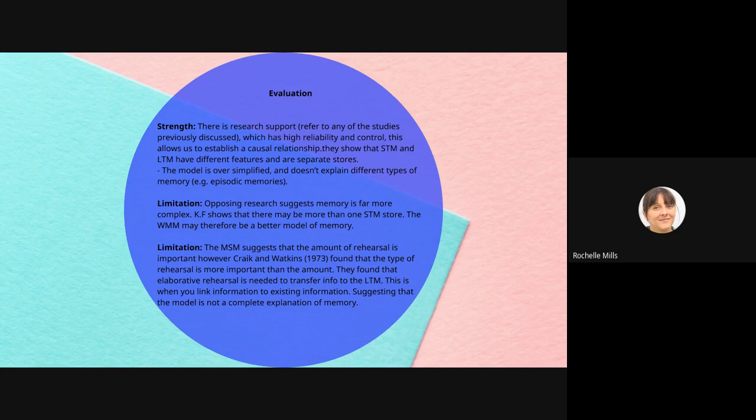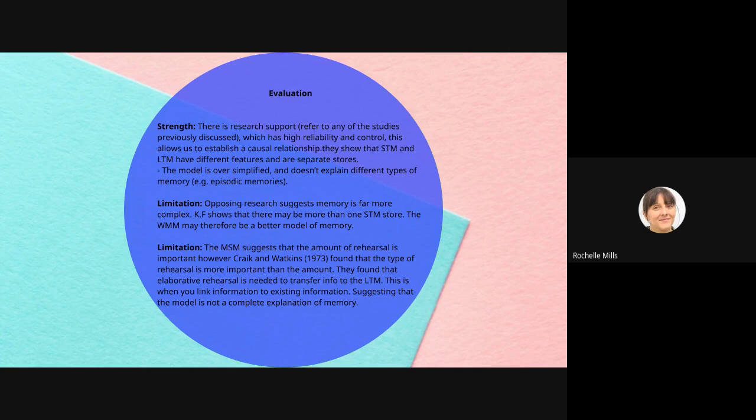The research shows that short-term memory and long-term memory have different features and suggests that they are separate stores. But the model's oversimplified and doesn't explain different types of memory. And like I mentioned before, it doesn't explain the differences in KF's case study. So the limitation is the opposing research, which shows that memory is more complex. That's the KF that I've just spoken about. It suggests that the working memory model might be a better model of memory. KF shows that there's more than one store in short-term memory, etc.